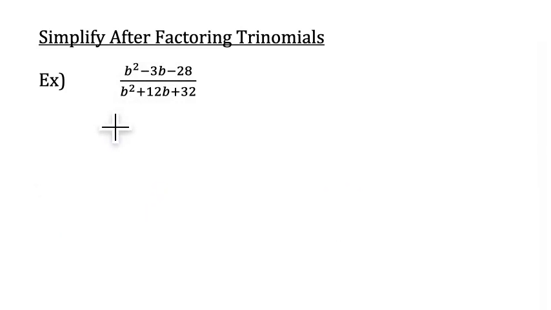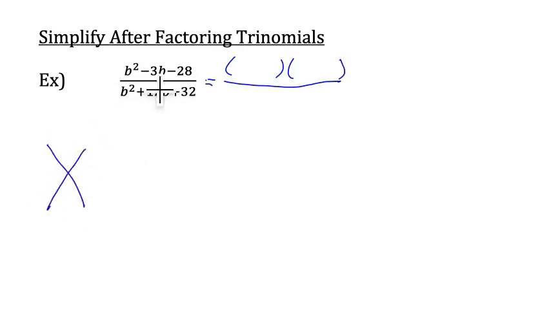So let's go ahead and factor that numerator. Now, what we're going to try to do is factor it into two binomials. So let's try to think of two numbers that multiply to make negative 28 that have a sum of negative 3.